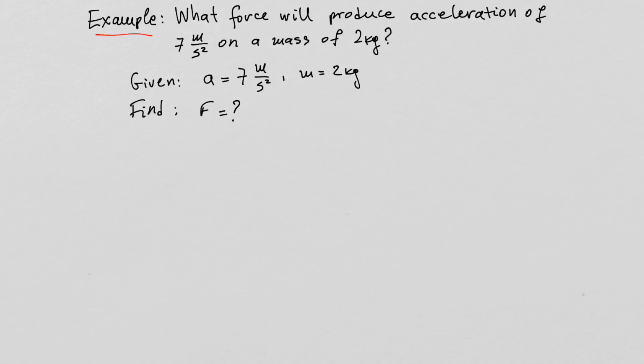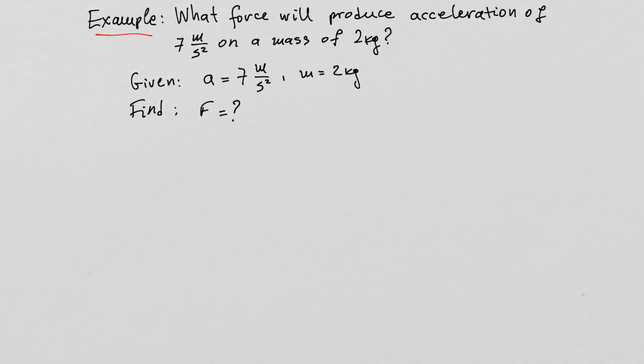So how do I know that that's the acceleration? Well, first of all, the problem obviously states it, but even if it didn't, I know that the units for acceleration in the metric system are meters per second squared. And then the mass is 2 kilograms. And so what I'm looking for is the force. And so for force, we use in general the letter F.